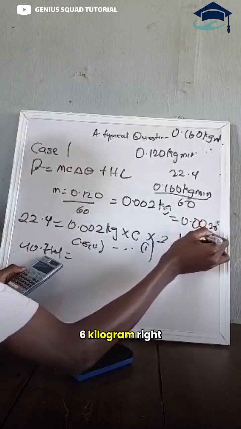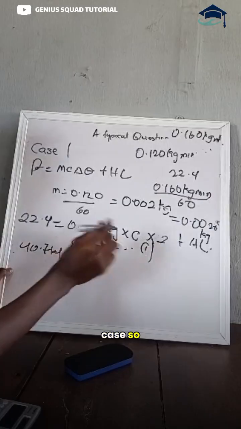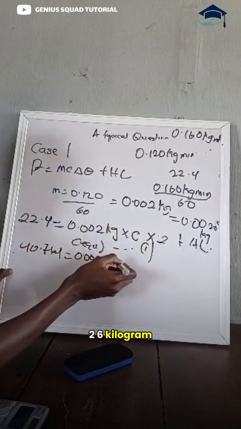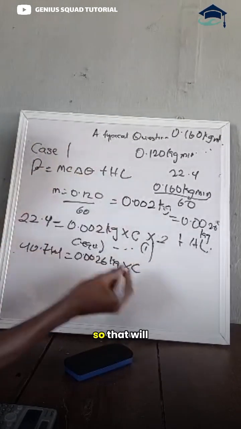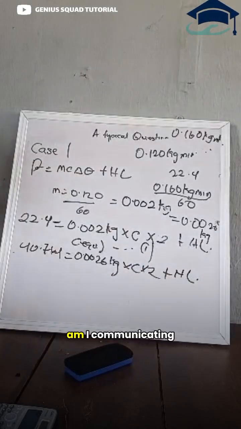0.00226 kilogram, right? So I'm going to get what? Okay, so that will be for my second case. So I'm going to get 0.0026 kilogram, right? Times C, the temperature change is still the same thing, right? So that will be times 2 plus HL. Am I communicating?